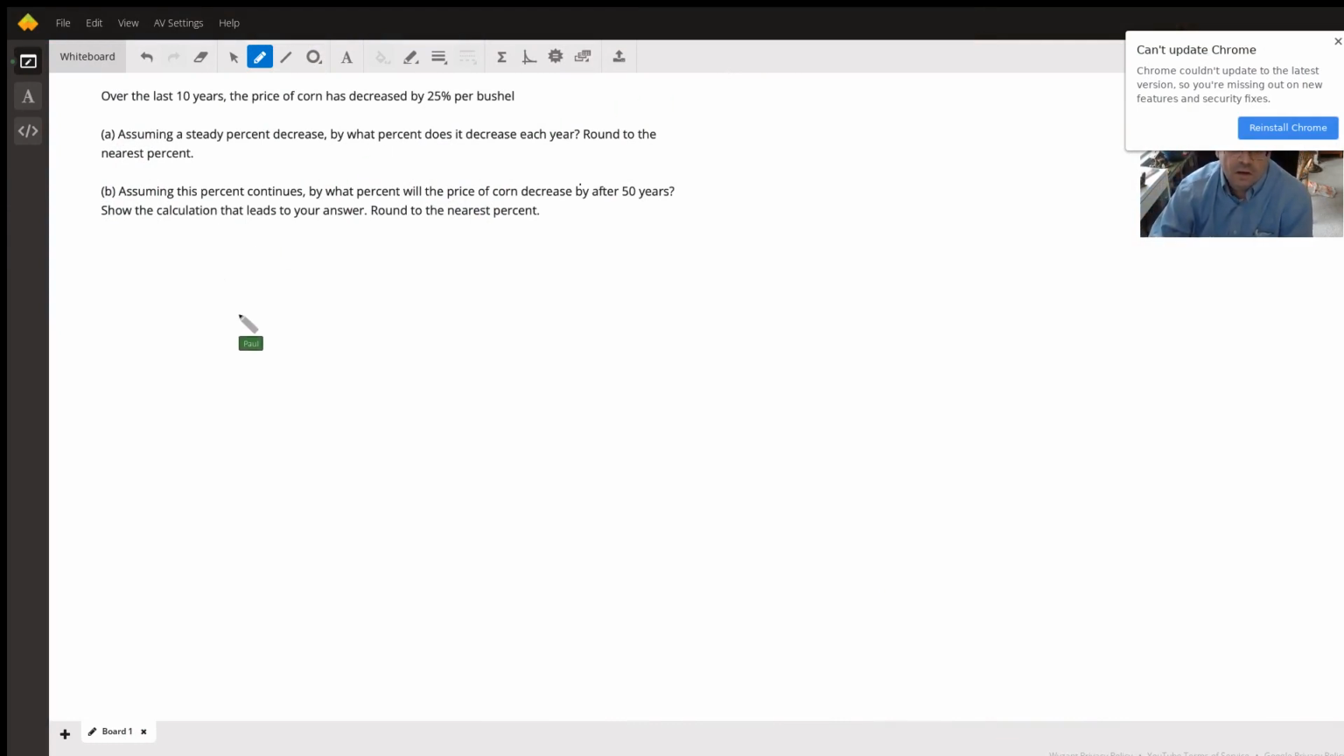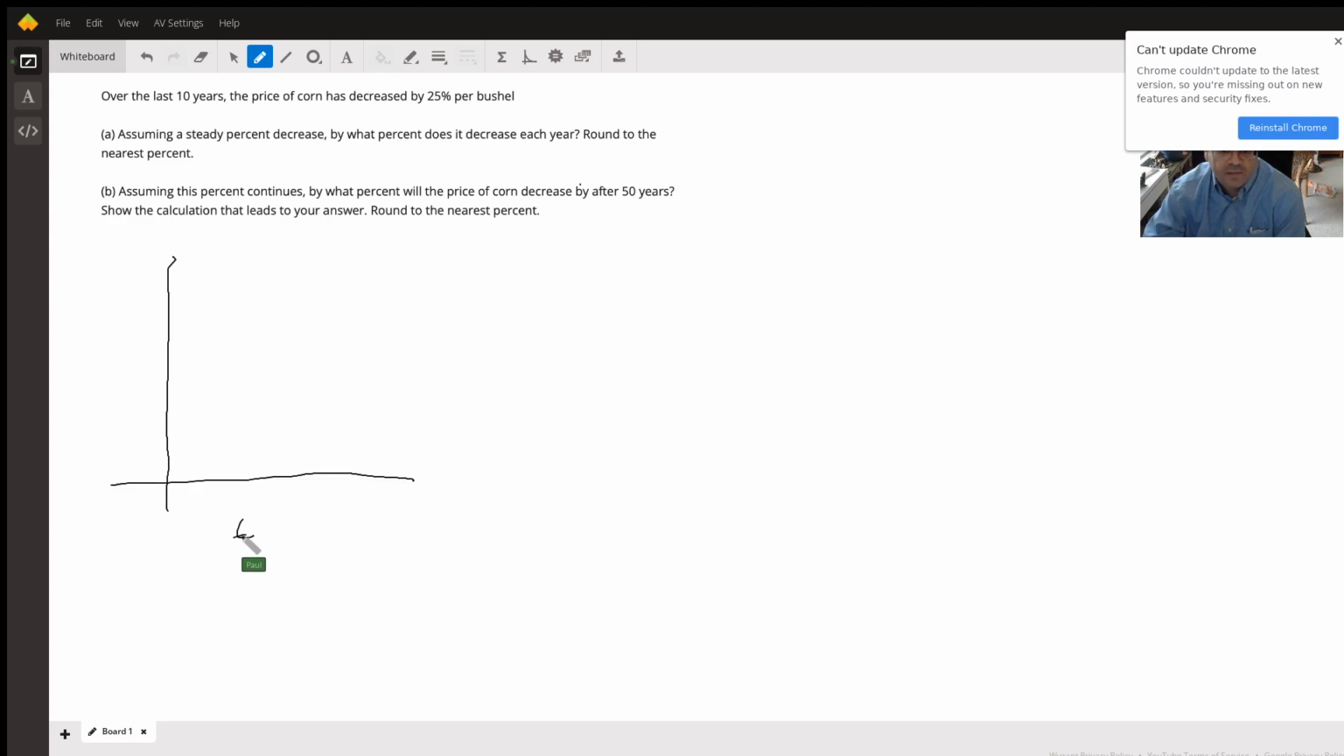Okay, so this question talks about the price of corn, and it is decreasing each year by a certain amount, and we need to find that amount and then use it to predict the price decrease after 50 years. So the trick to this is to think of it as an exponential decay function.